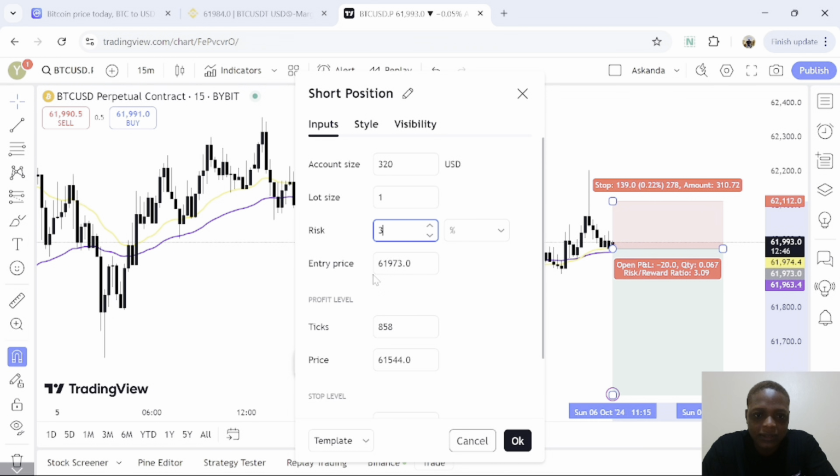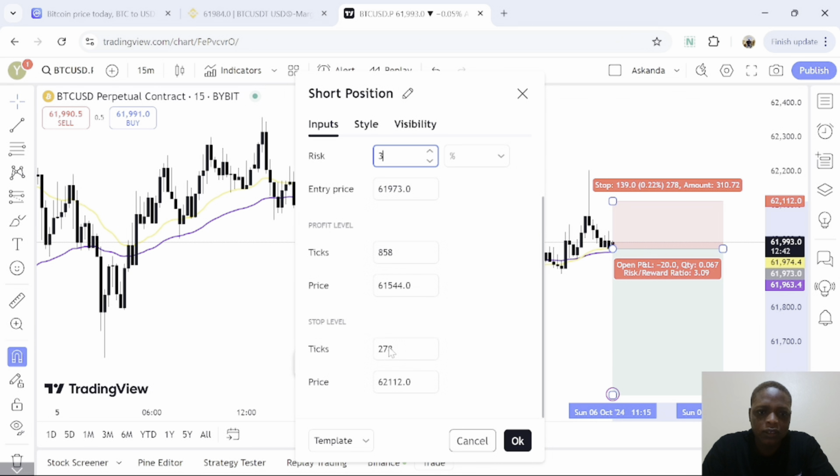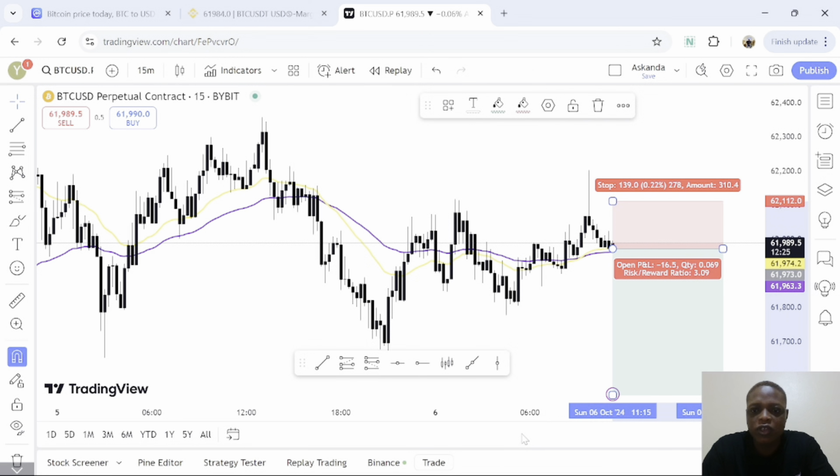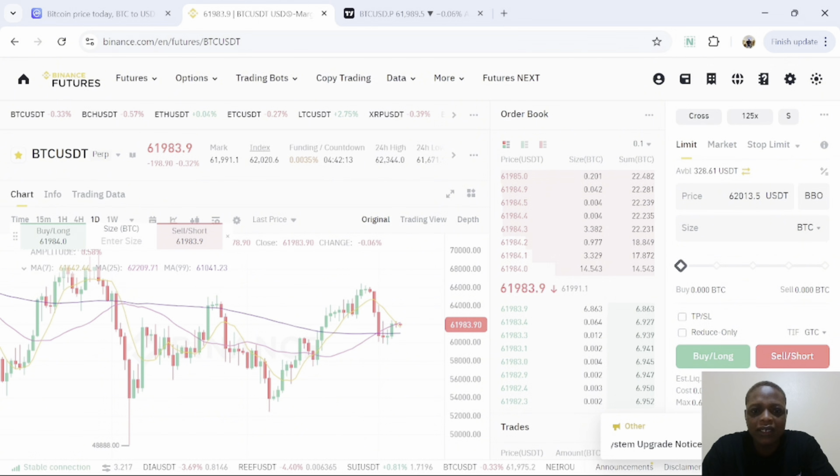Our entry price is 61,973. Then we have our take profit, which is 61,504. Then we have our price for stop loss. So the stop loss is 62,112. So I just click on confirm here. So you can see this is the quantity that we are going to use on our Binance to take the trade. So to take the trade, I'll go back to my Binance account.